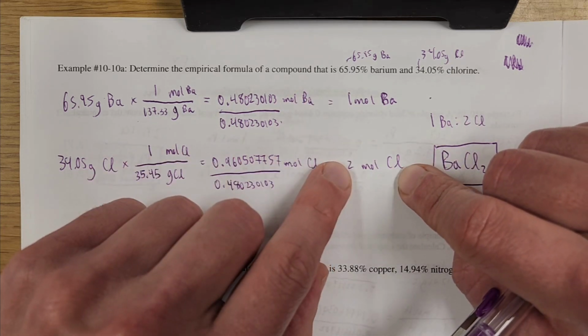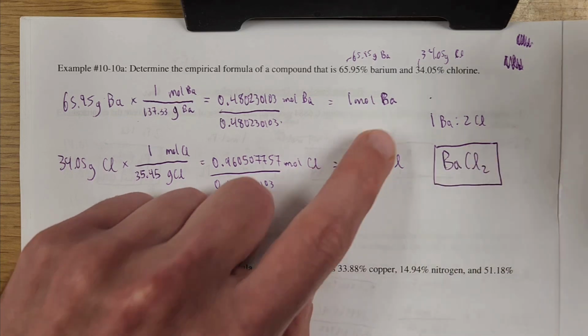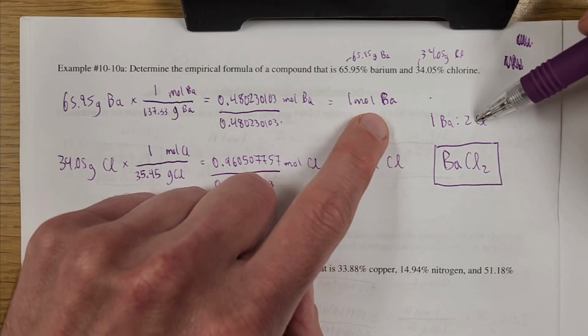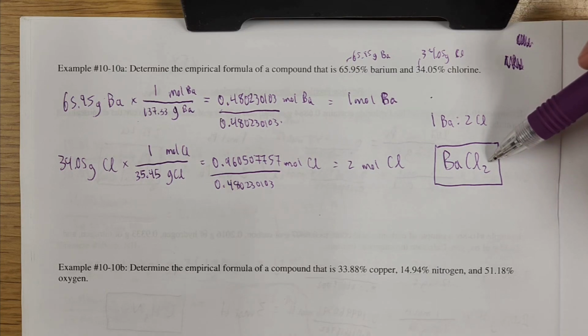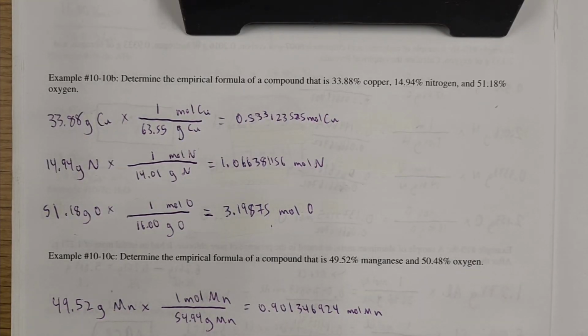So it's a 1 mole to 2 mole ratio, which means 1 barium to 2 chlorine. And that's where the formula of BaCl2 comes up. All right, now as we look at 10-10b, let's look at what we're doing here.